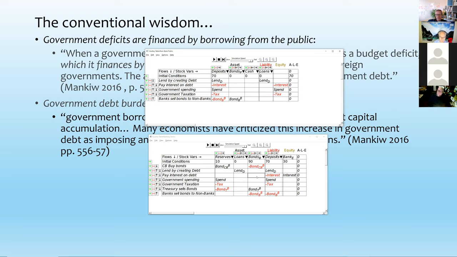Now, I've done that very quickly. I hope people's heads aren't spinning too much. But that is a very simple way of showing the way in which banks create money by lending and the government creates money by running a deficit.